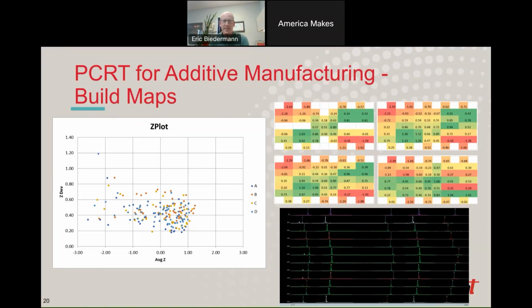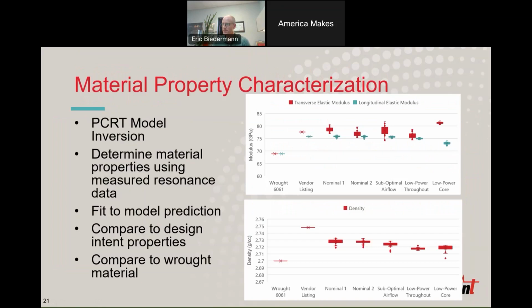This can also help you make decisions about where you're building different types of parts, make decisions about where you want to put witness coupons, because perhaps a witness coupon that you're going to mechanically test, if you build it over here, it may not be representative of material properties for a part made in the middle. So all of this information can help you make decisions about your builds.